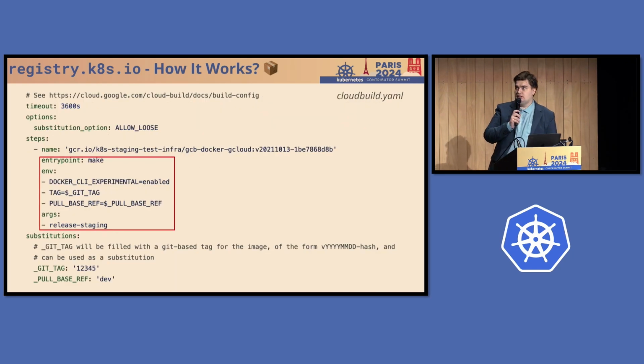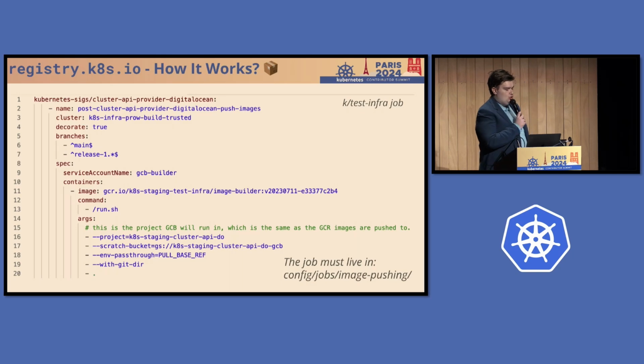And this is how it looks. It's very basic. You basically just instruct Google Cloud Build what to run on your project to build the images and to push them. And this is the job that runs when you trigger a release, for example, on each push to main or to release branches or something like that. There is a special hint here that this job must live in a specific place, which is config jobs image pushing.